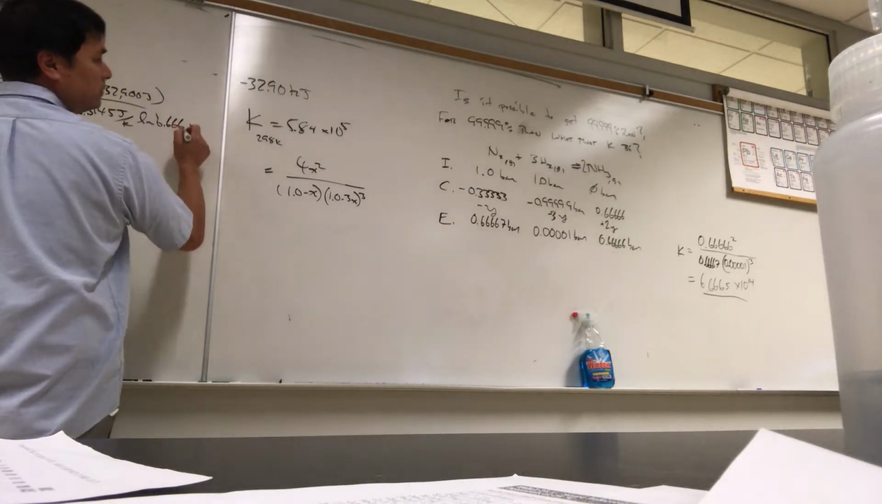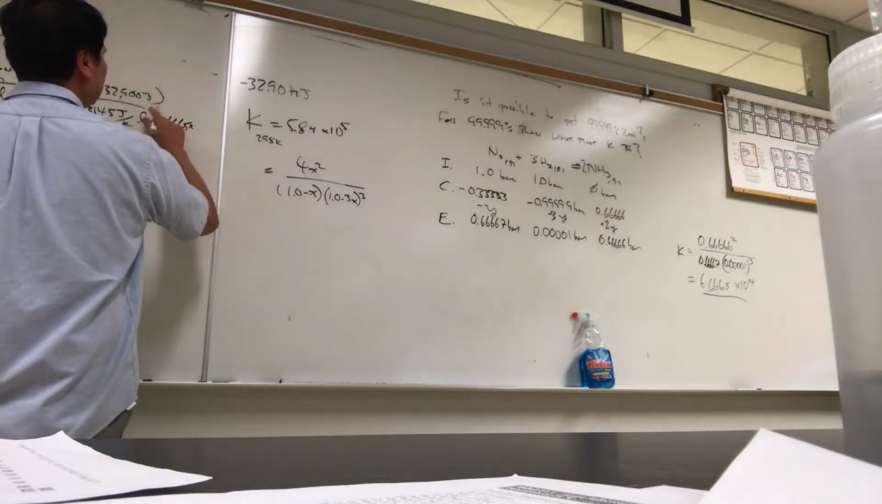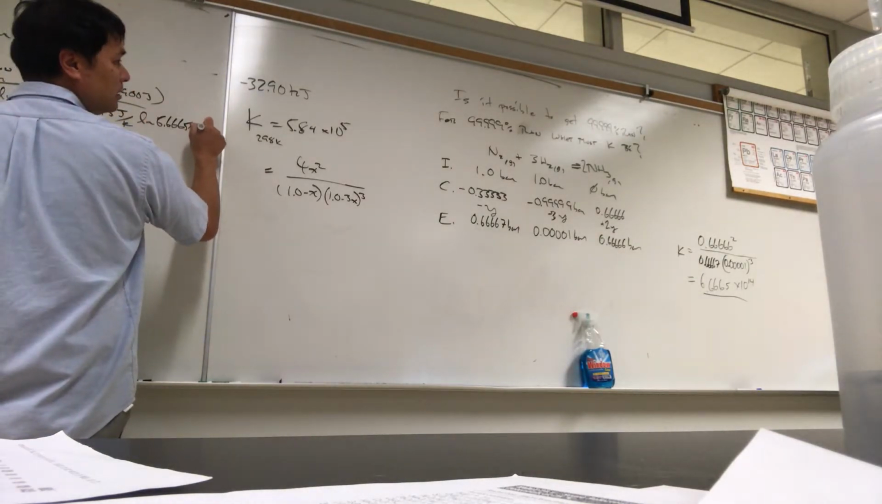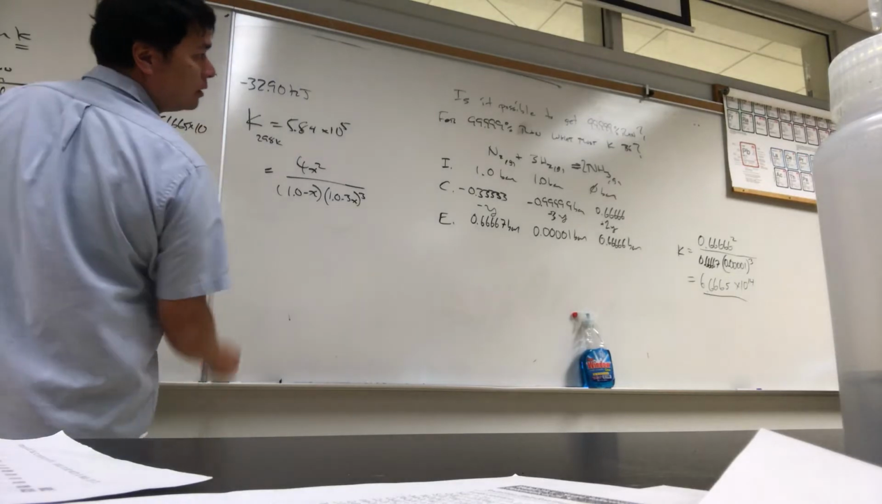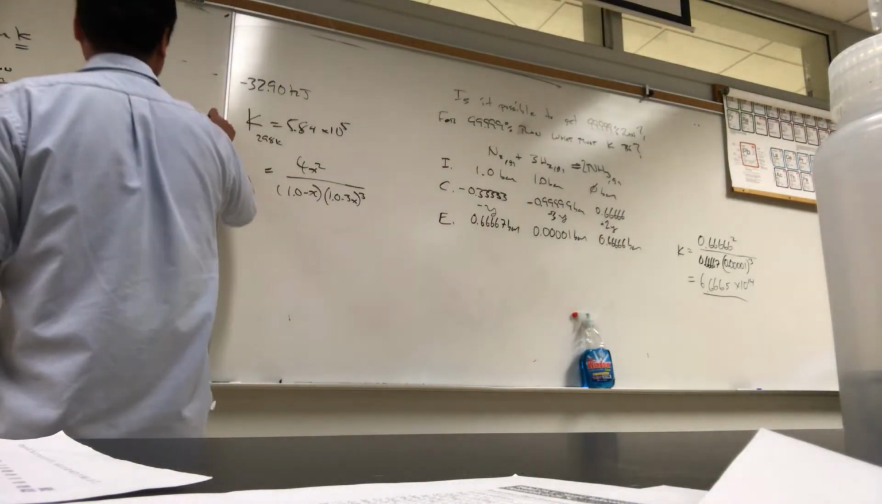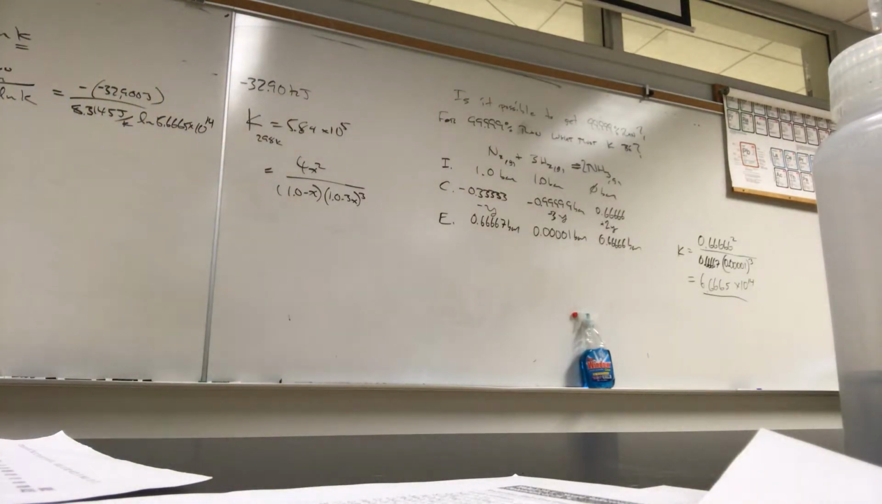which is that 6.665 times 10 to the 14. I have the K still in my calculator, so I'll just take the natural log of that.